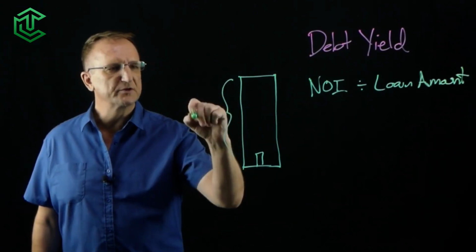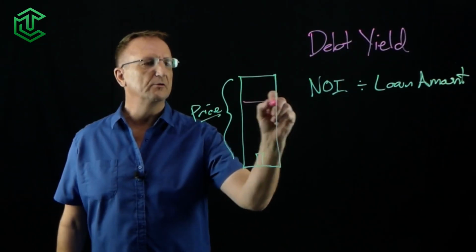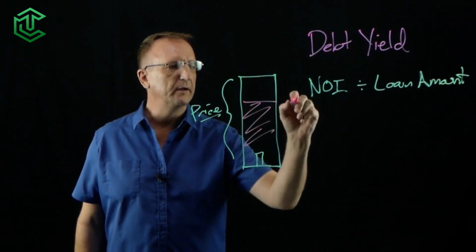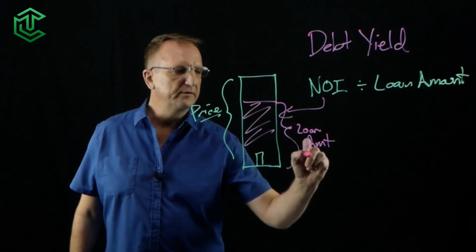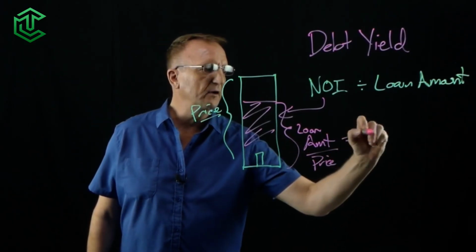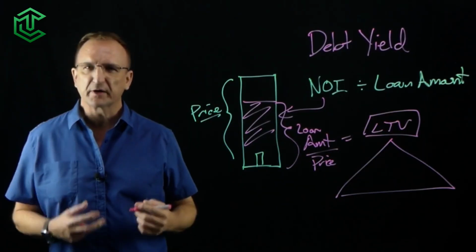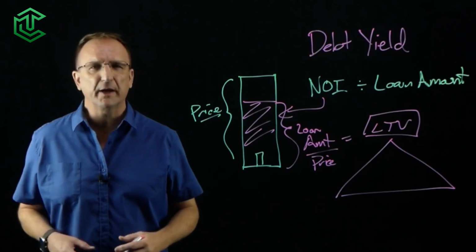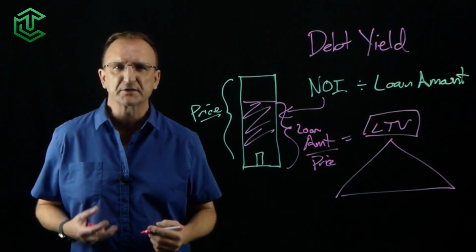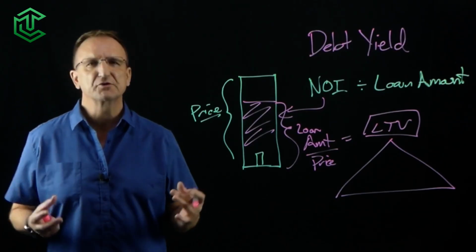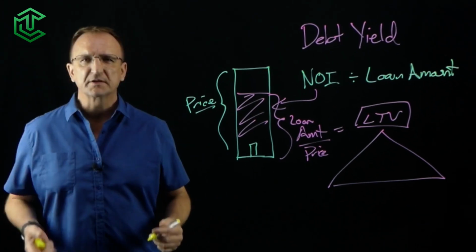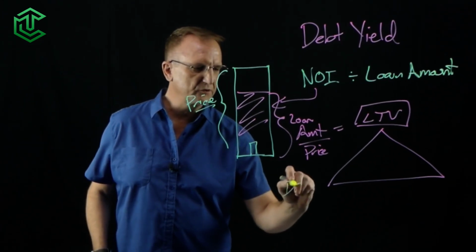So if this was the total price, if the lender loaned this much on the property, this is the loan amount, divided by the price is the LTV. That's the first metric, and that's the one a lot of people stop at. But if you're wondering why loan proceeds aren't coming in where you want, it's because you're not looking at the other two metrics. The second one is debt service coverage ratio.